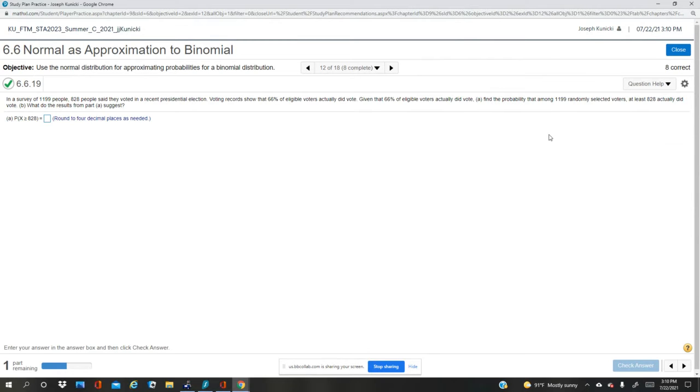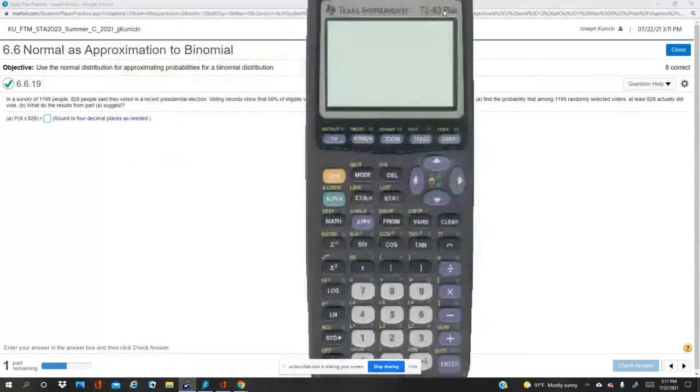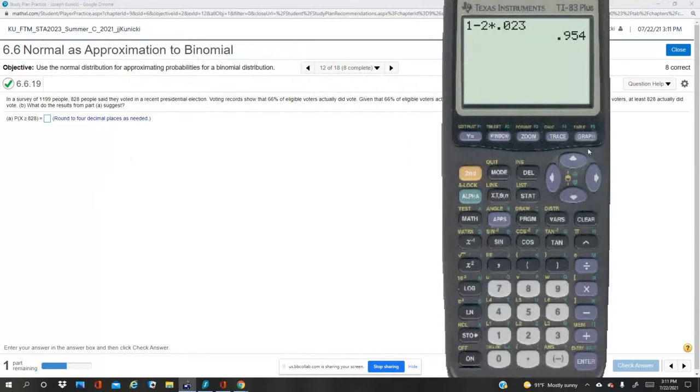At least means 828 or more. So with a continuity correction, it'll kick back to 827.5. But we also need mu and sigma. So we use a calculator to find mu and sigma. Remember, mu is NP, so it's 1199. P is assumed to be 66%.